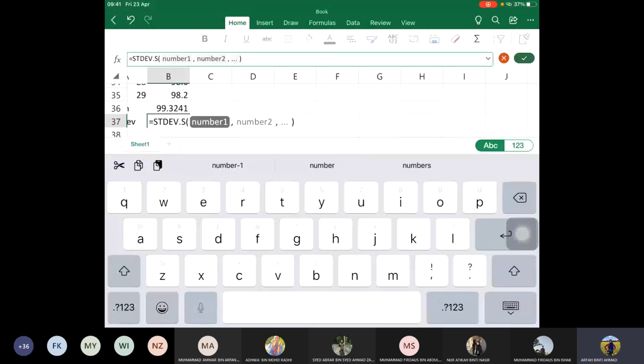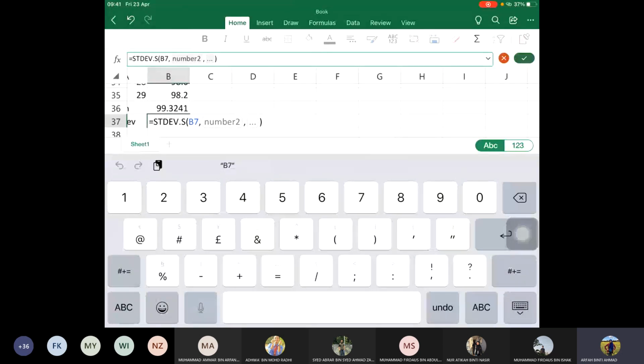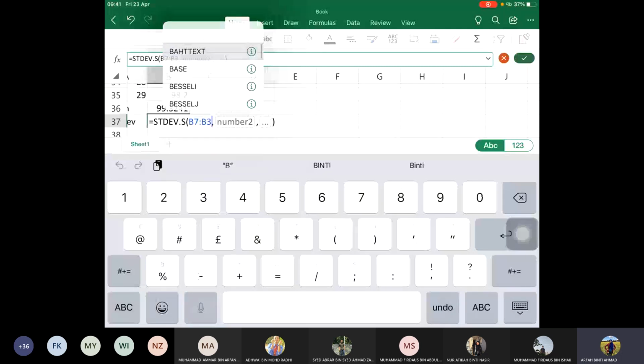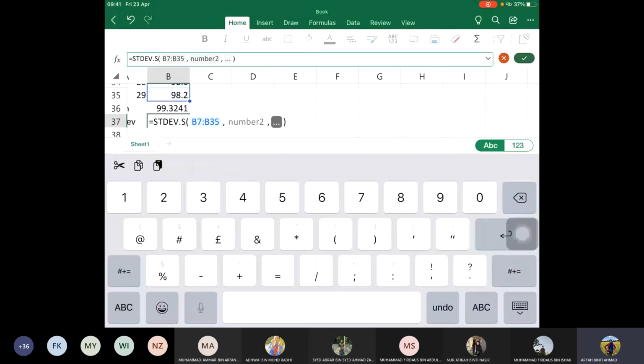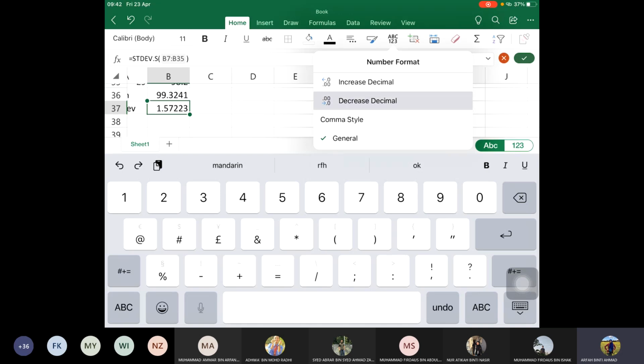You can drag your data, tapi sebab saya guna iPad, saya malas nak drag, saya just type daripada B7 double dot sampai B35. Location of my data. So I delete the rest of this one. Then tekan enter. So dapat 1.5722. Betul ke? Betul lah. Sama-sama. Saya tak kira vendor tu sebab malas nak key in data.